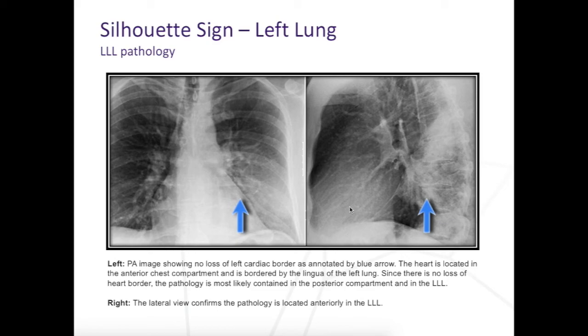Now, hopefully you've noticed that throughout the last couple of minutes, I've kept calling this collapse. And another word for collapse is often atelectasis. And atelectasis is lung collapse. And lung collapse can be due to consolidation. So the words consolidation and atelectasis often get a little bit confused or muddled.